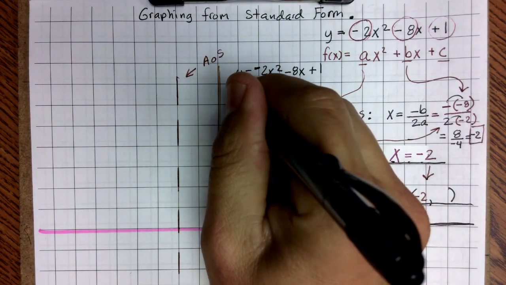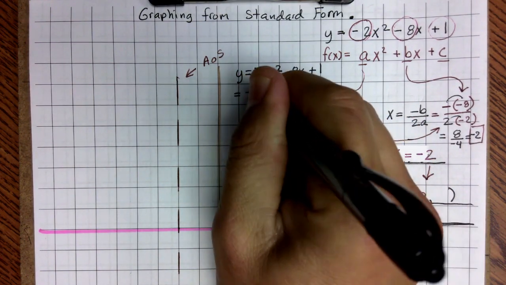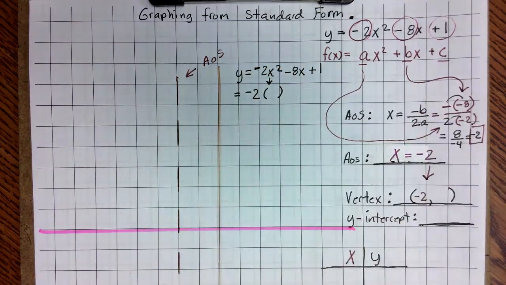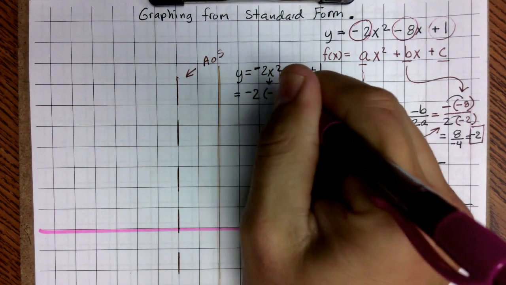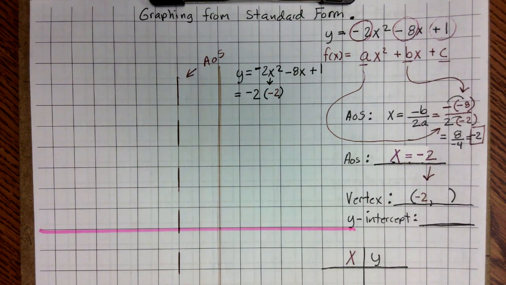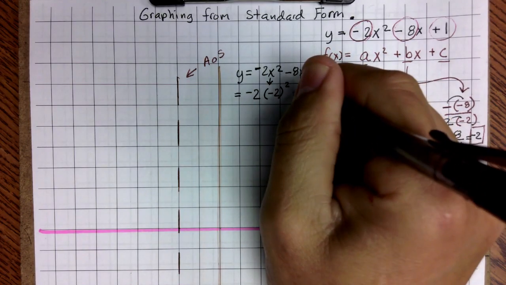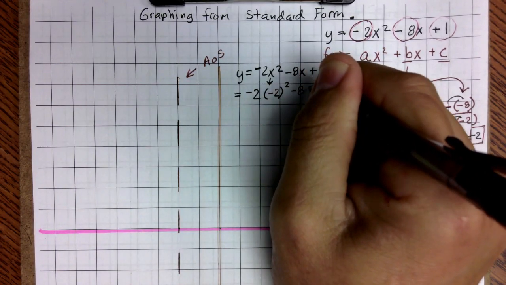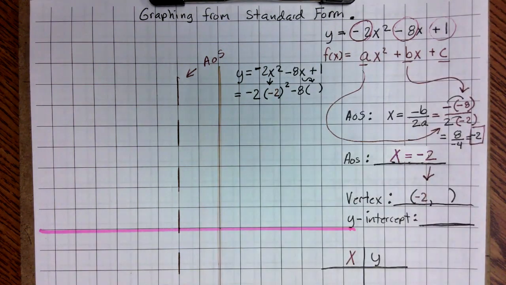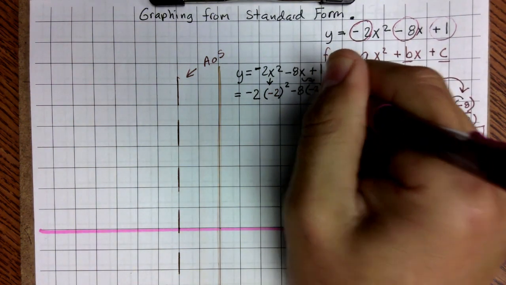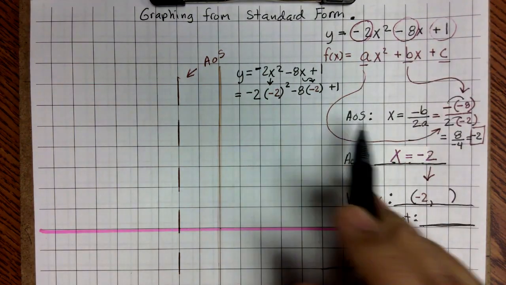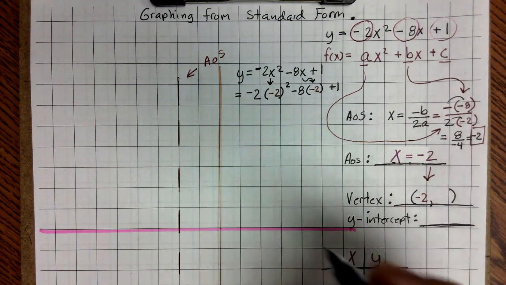So let's rewrite this again. I'm going to put equals -2, but in place of the x, I am going to put parentheses, and we're going to put the x value of the vertex in there. So -2, and this is going to be squared, minus 8, and once again, for the x, we're going to put parentheses, and I'm going to put -2 in there, and then I have plus 1.